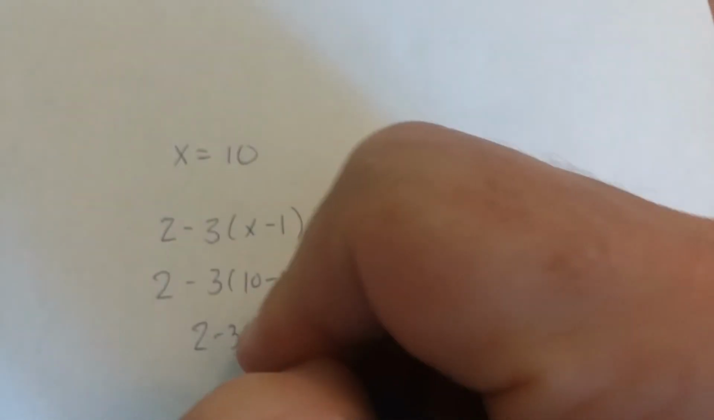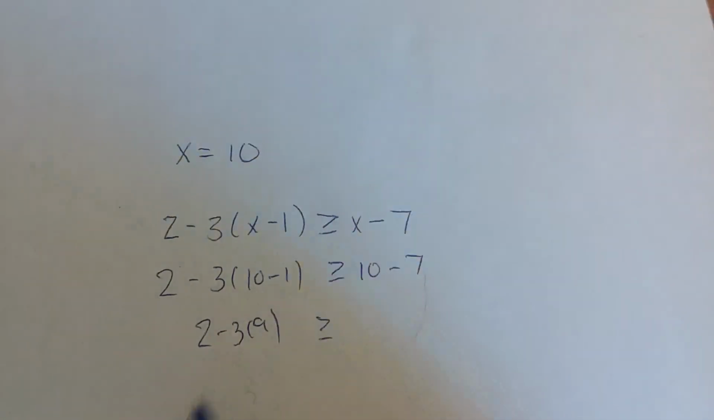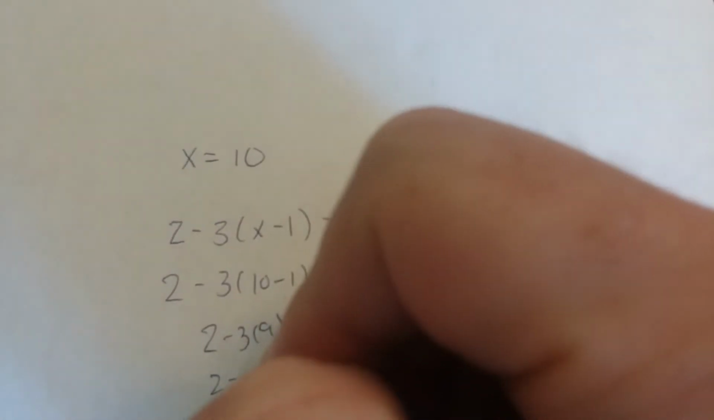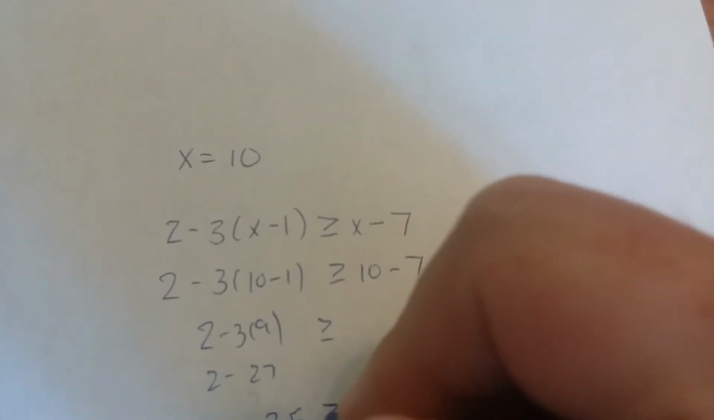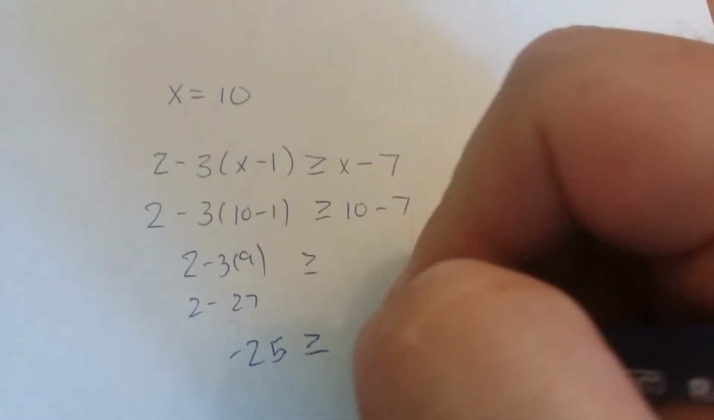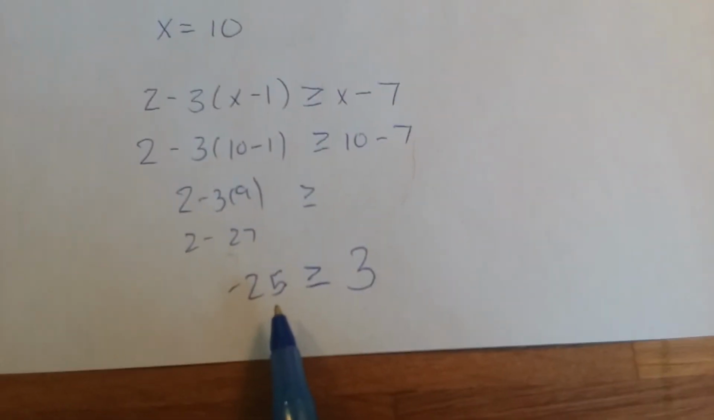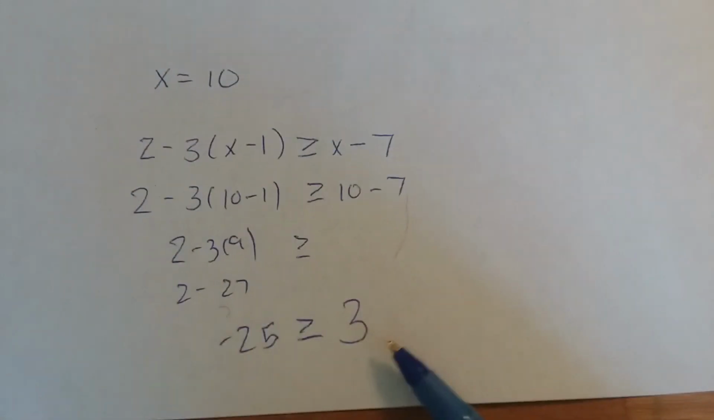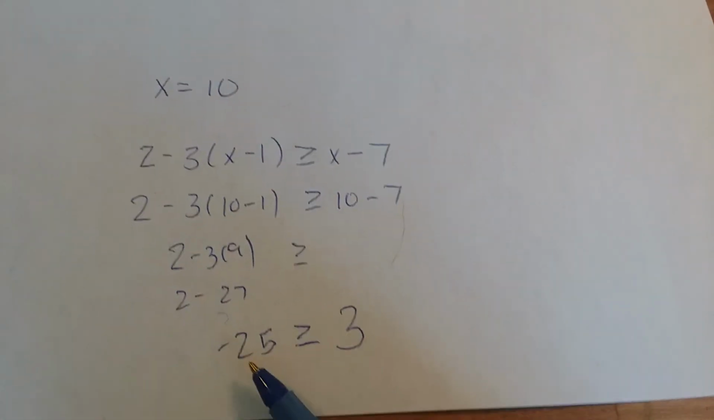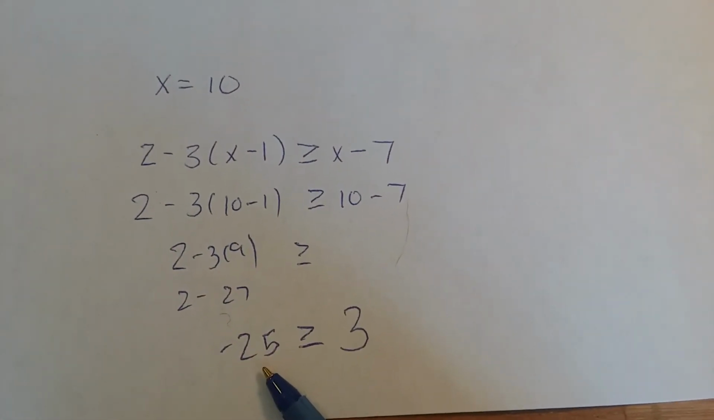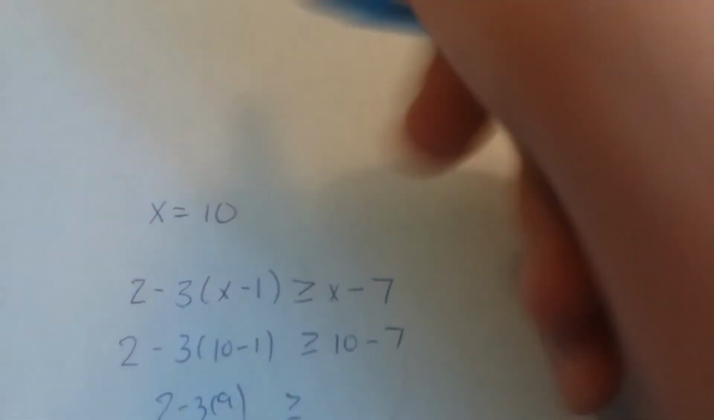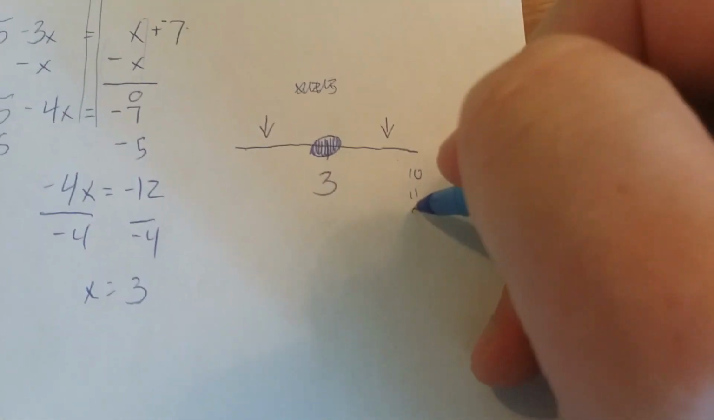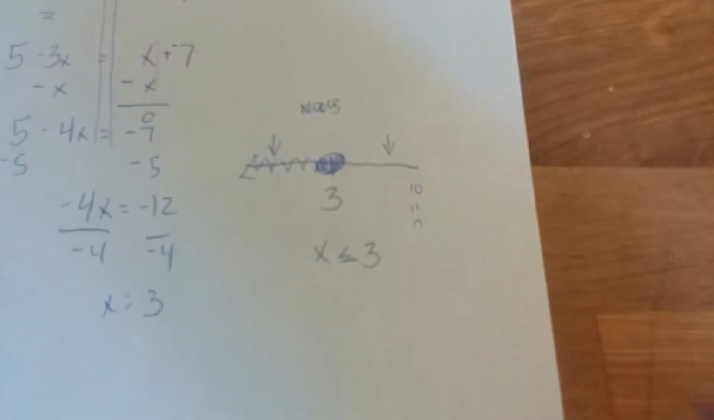That's 2 minus 3 times 9, which is 2 minus 27, which is negative 25, is greater than or equal to 3. That is not a true statement. I will not put negative 25 on my number line. I do not put 3 on my number line. I just look. This statement is false. So 10 is not a solution. So do not shade towards 10. Shade this way. These numbers are less than or equal to 3.